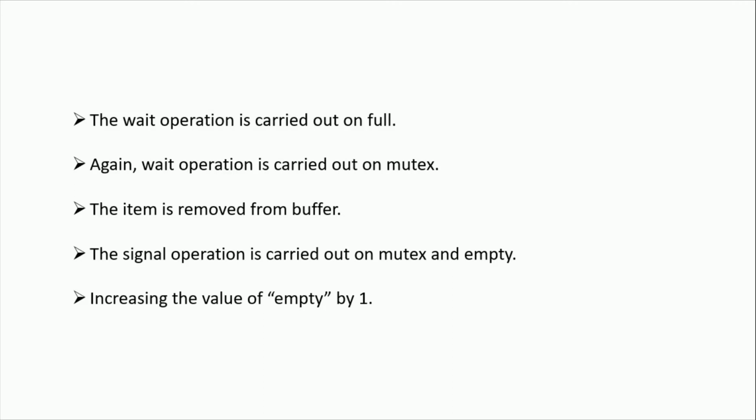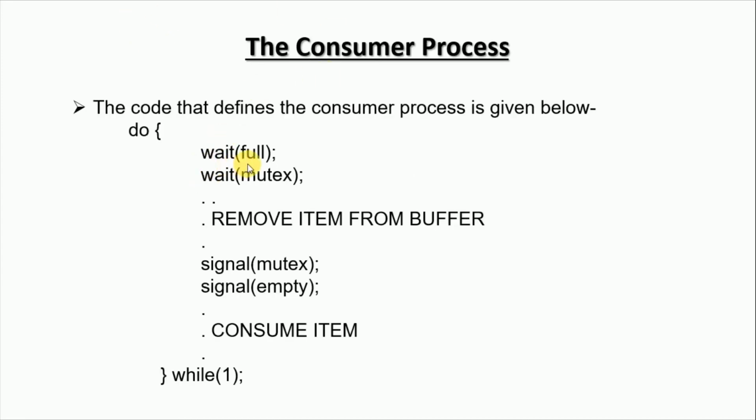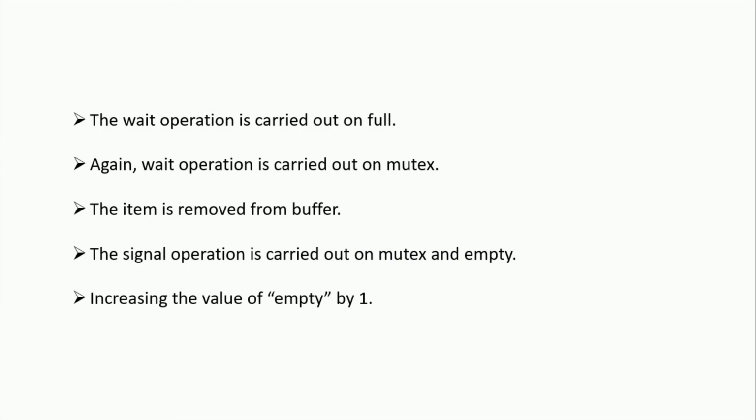So now the wait operation is carried out first on full, which indicates that items in the buffer have decreased by 1. Then the wait operation is carried out on mutex so that the producer process cannot interfere. We can see that the wait is done on full, and then the wait is carried out on mutex. Once these steps are complete, the item is removed from the buffer, and then the signal operation is carried out on mutex and then on empty.